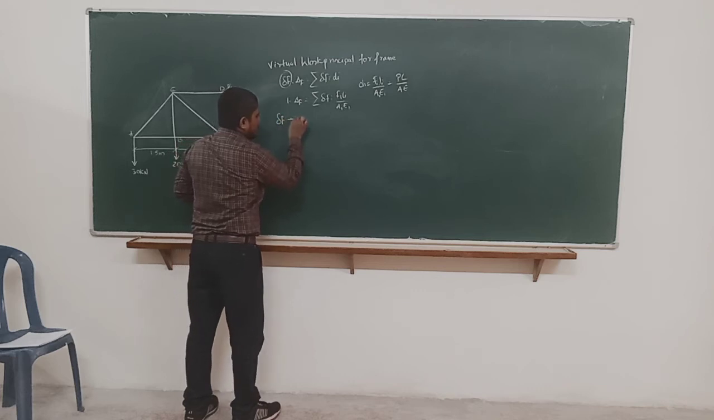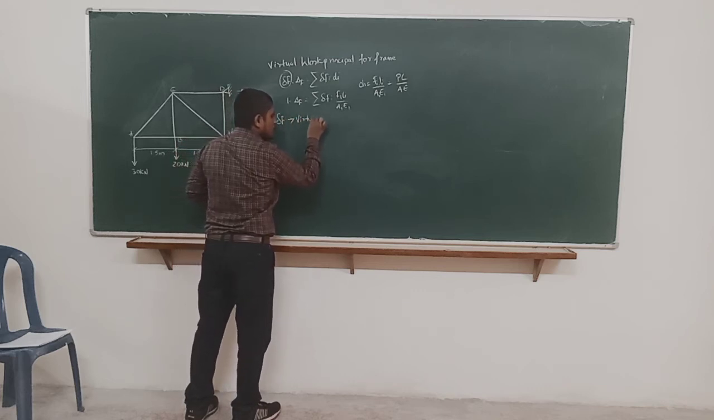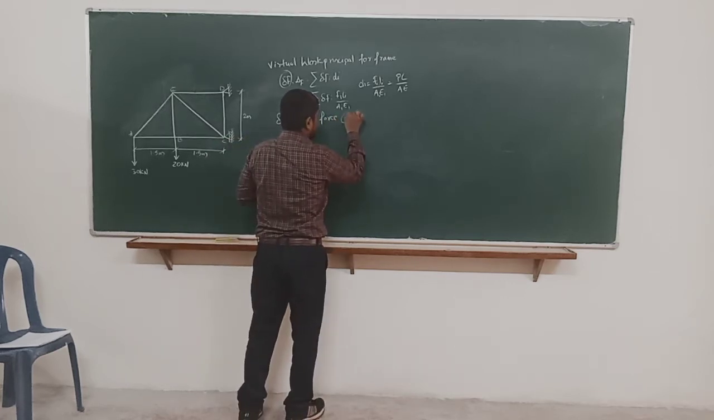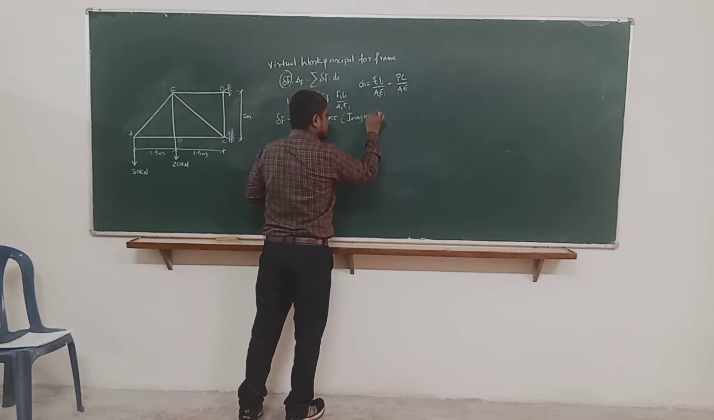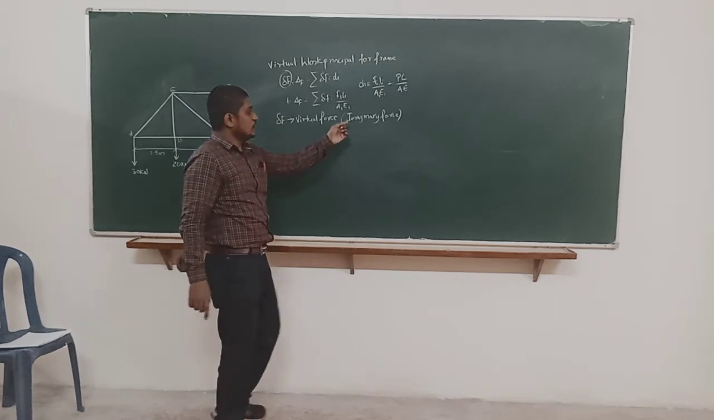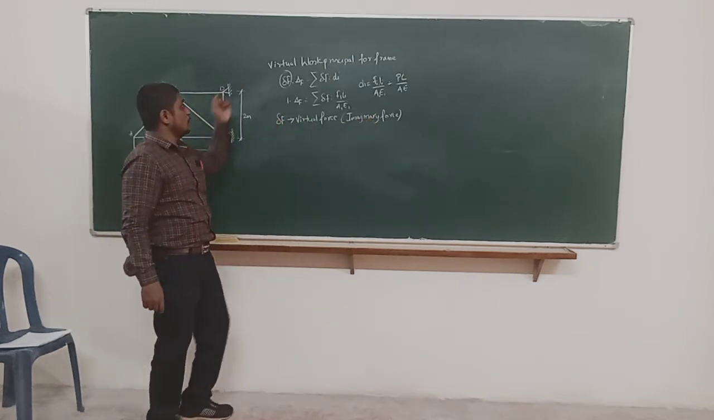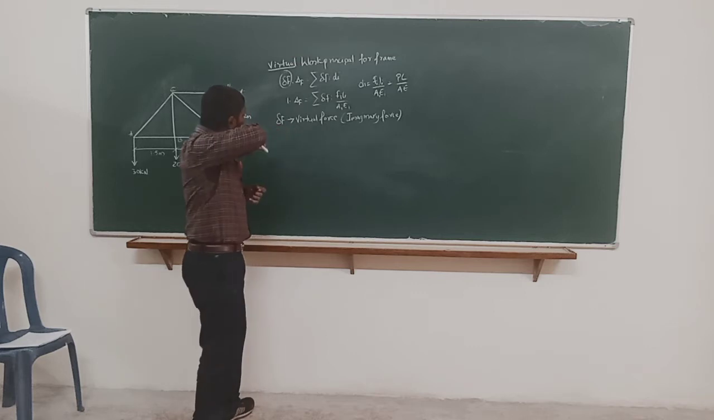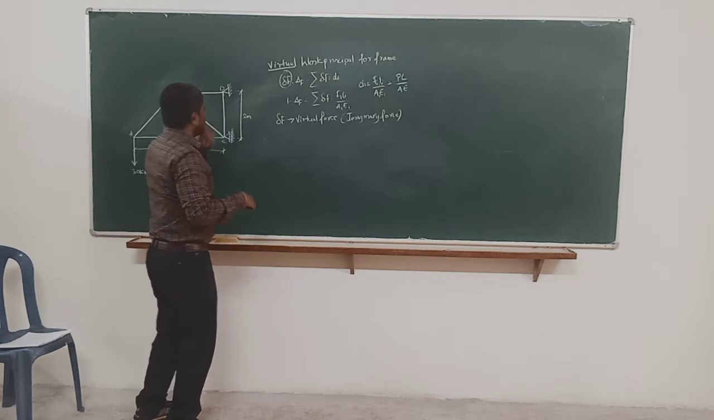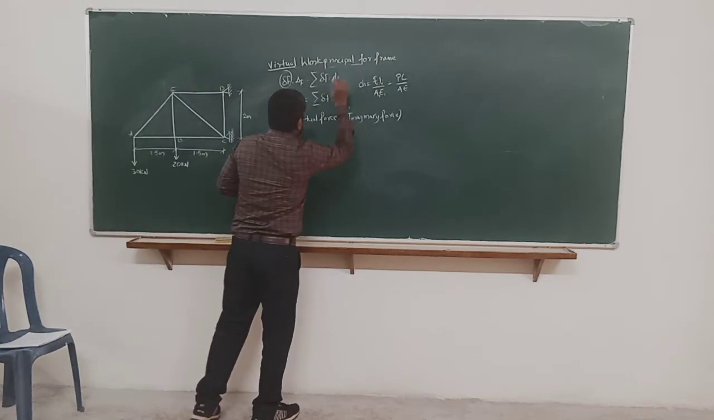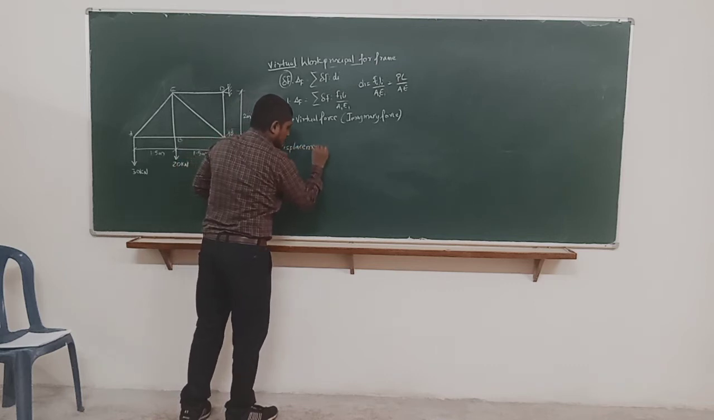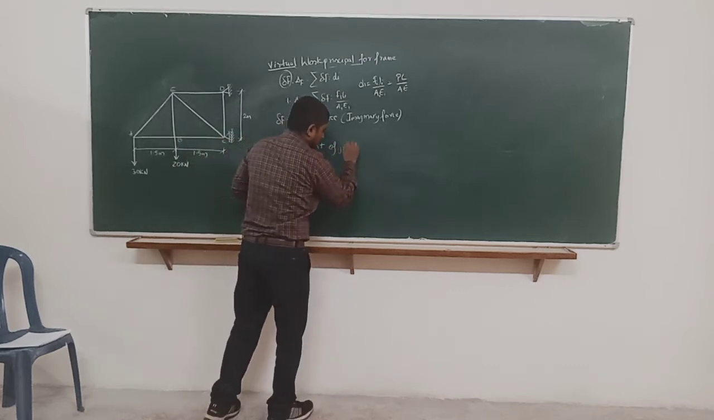Delta f is nothing but a virtual force, or it can also be called an imaginary force, which is going to disturb the equilibrium of the structure. The word itself is telling us that virtual means it's a disturbing force which is going to disturb the equilibrium of the structure. So this method we are using to calculate the displacement of a joint.